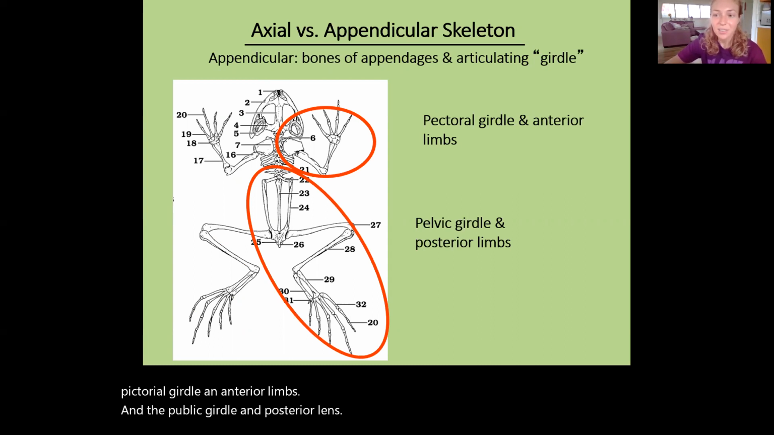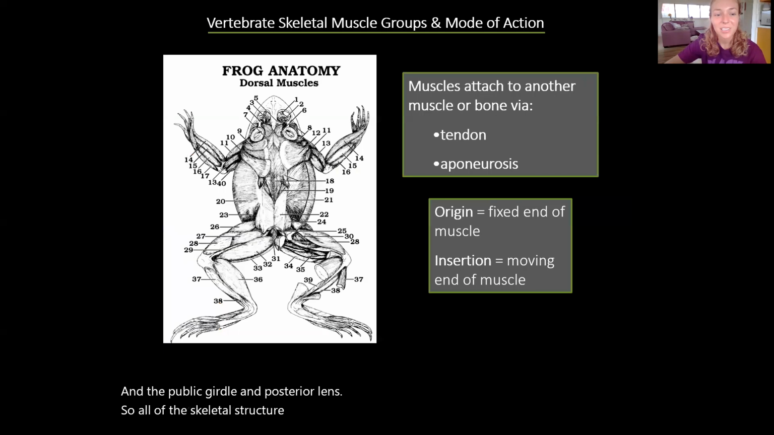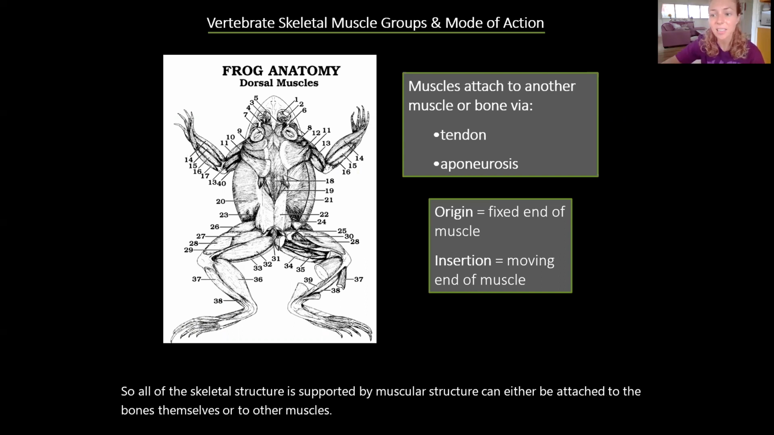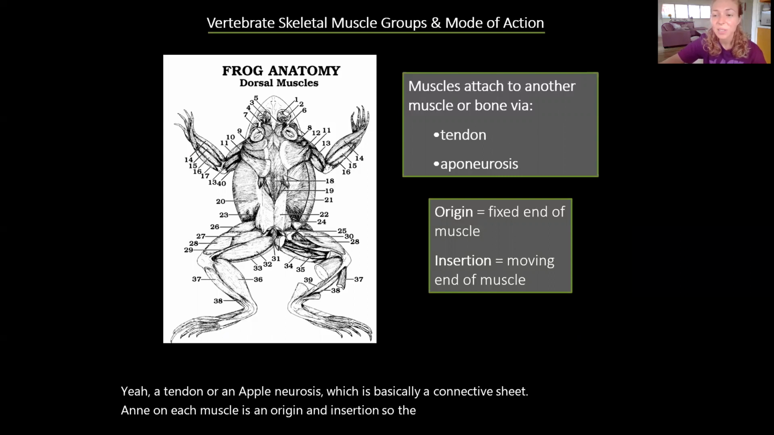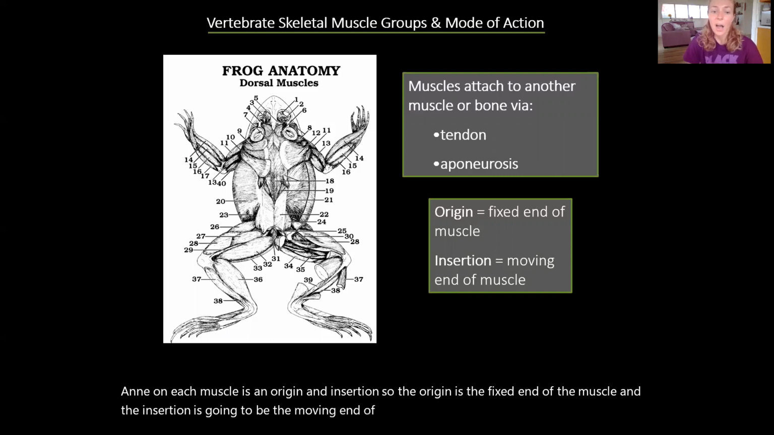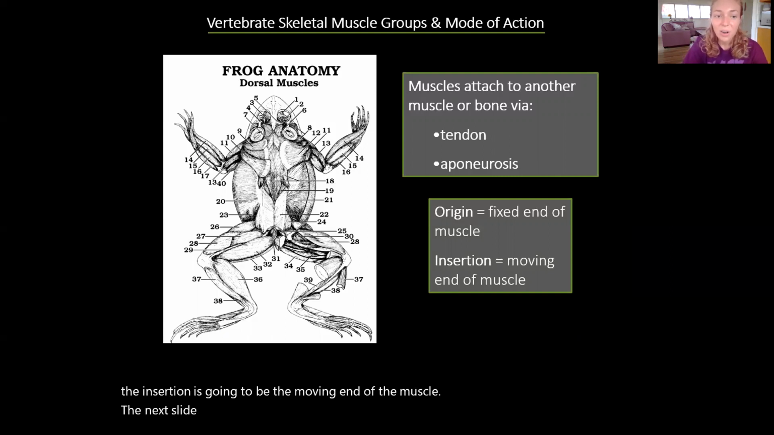So all of the skeletal structure is supported by muscular structure. Muscles can either be attached to the bones themselves or to other muscles via a tendon or an aponeurosis, which is basically a connective sheet. And on each muscle is an origin and an insertion. So the origin is the fixed end of the muscle, and the insertion is going to be the moving end of the muscle. The next slide is going to show a video of how the skeletal structure and the muscular structure support one another.